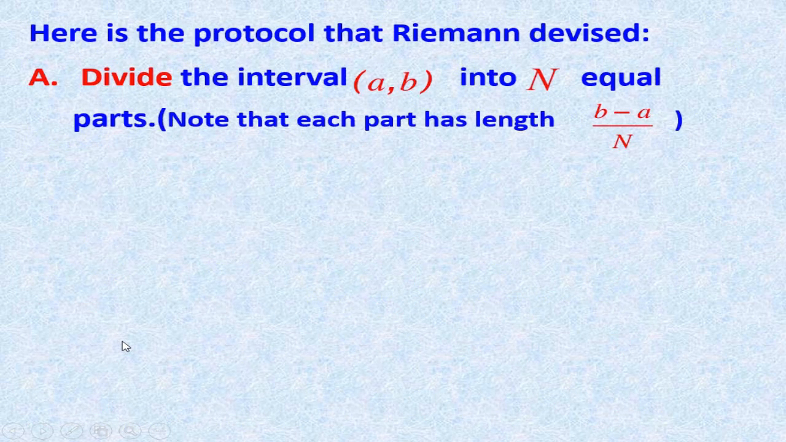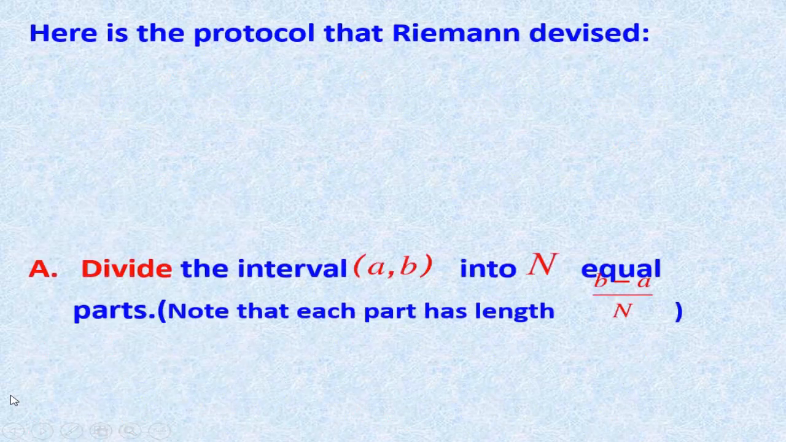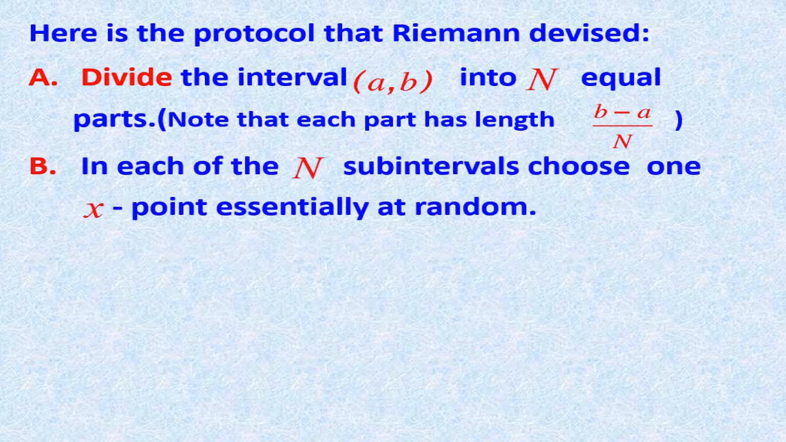Area. Then, note that each part has length (b minus a) over n. Why (b minus a) over n? Because the length here on the side is the difference. For example, if it starts at 1 and ends at 3, its length is 2, that is 3 minus 1. So we subtract, (b minus a) over n, and that is the length of our base.